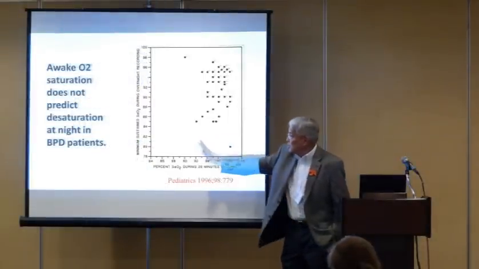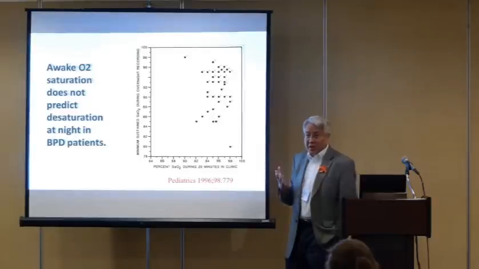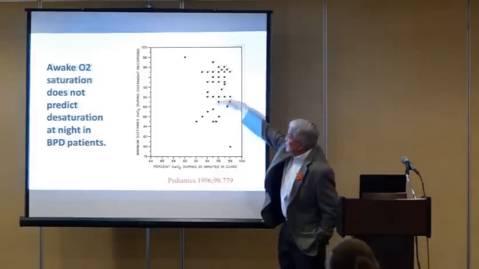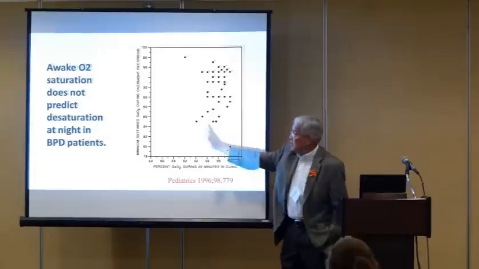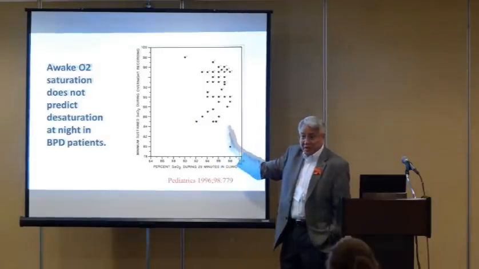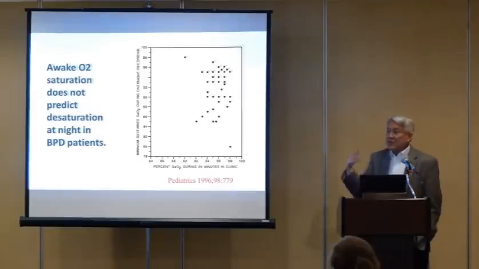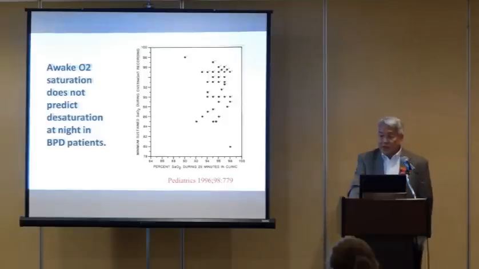And so just to emphasize that, the SATs were all what we would consider to be in a reasonable range, greater than 90% in the clinic. And yet there were patients down here who had a low saturation during sleep, even though their O2 saturation in the clinic was okay. Does that kind of make sense? So therefore, just having a random saturation in the clinic or during the daytime does not predict nighttime desaturation. And I think that one needs to be careful about that.